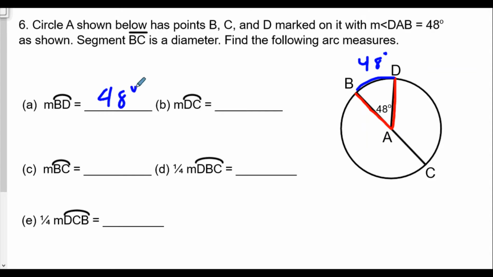Arc DC: since BAC is a diameter, that means it divides the circle in half, and therefore angle DAC would be 180 minus 48, which is 132 degrees. So this would be 132 degrees. And for angle DAC, arc DC would also be 132 degrees.